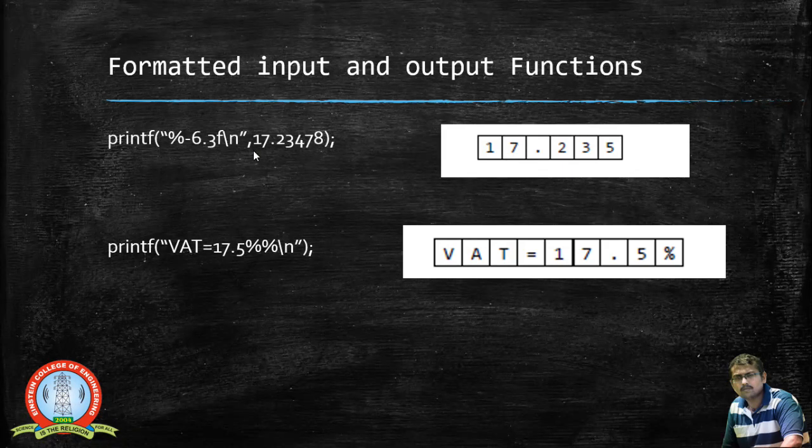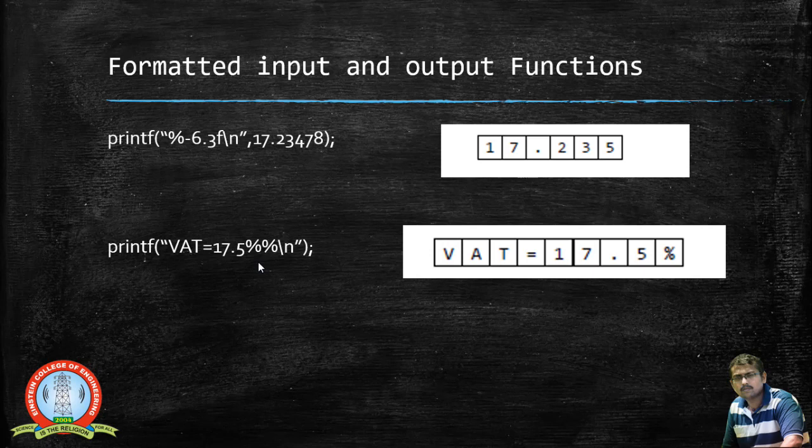But what happens here is, since we have given a negative symbol, I mean a hyphen, it goes for left justification. When it moves on to left justification, we won't have any spaces. So it will be printed like 17.235. There won't be any spaces. And suppose you specify a 0 over here, then it might be padded up with 017. But if you have not used a 0 here, and have used only a hyphen symbol, it will be printed as 17.235.